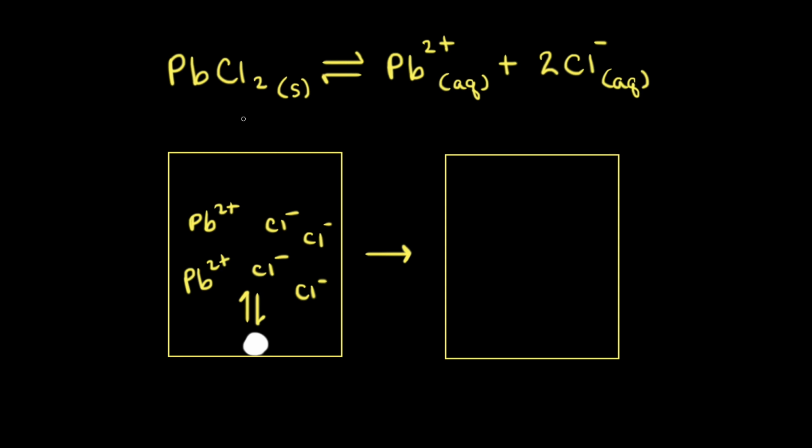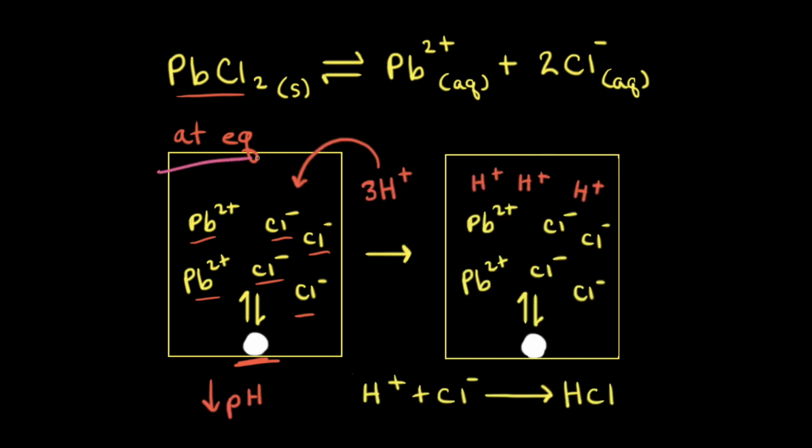This time, instead of lead II fluoride, let's look at lead II chloride. Lead II chloride is also a white solid, so if we dissolved some in solution, eventually we would reach an equilibrium between the solid and the ions in solution. So this diagram here shows a saturated solution of lead II chloride, and the system is at equilibrium. And to the system at equilibrium, we decrease the pH by adding H+ ions to the solution.